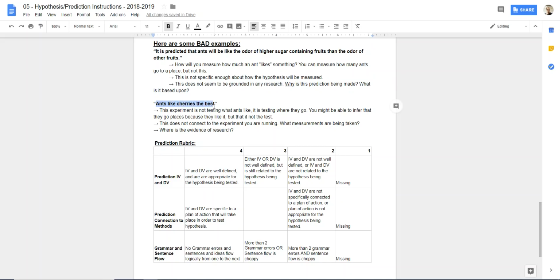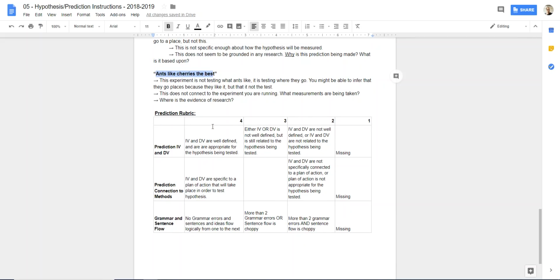The next one says that ants like cherries the best. So this one is not testing what ants like. Again, same issue. The second issue is this does not connect to the experiment. So if I say ants like cherries the best, that doesn't tell me anything about how you plan to do this or what measurements you plan on doing. And this one's also missing any because statement.